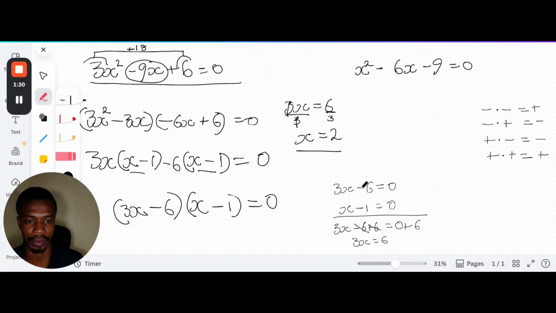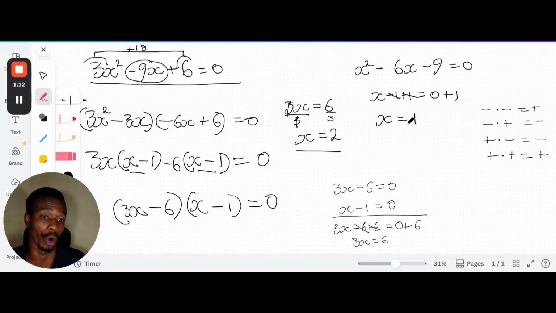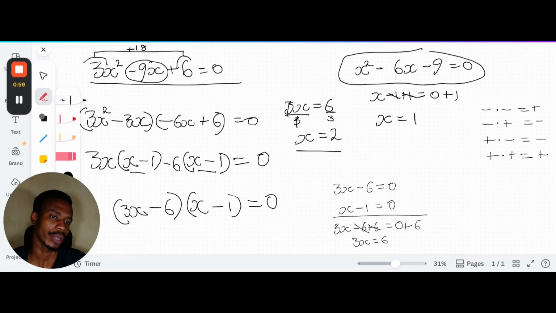On the other hand, x minus 1 equals 0. As we've just seen, we can say x minus 1 plus 1 is equal to 0 plus 1. If minus 1 cancels out plus 1, we would say x is equal to 1. So x is 2 or x is 1. If you replace this x with either 2 or 1, you would get 0 in the end. So that's one, and this is the other. Can you try to solve this?